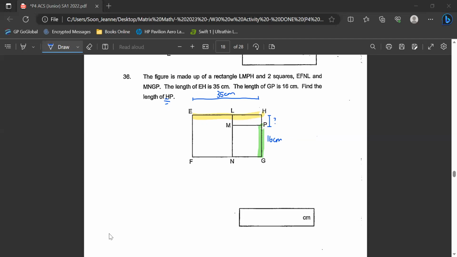So if you know that this is 35, and this GP is 16, it means that I can find FN, because this is also 16. Because this is a square. So a square has 4 equal sides, right? So if GP is 16, that means NG is also 16. So from here, we know that this whole thing is also 35 cm.